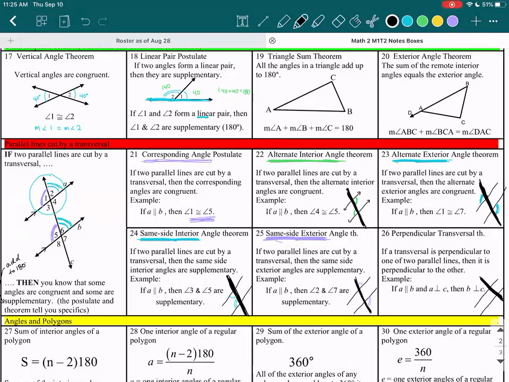So what this is saying is if your bold transversal line is perpendicular to one of your parallel lines, then it must be perpendicular to the other parallel line as well. Okay? So if it's perpendicular to one of them, it's perpendicular to the other. Do you guys have questions on any of the stuff that we did today here?